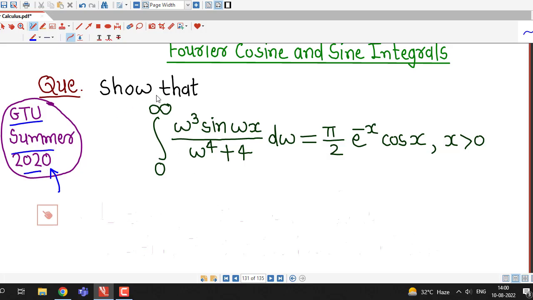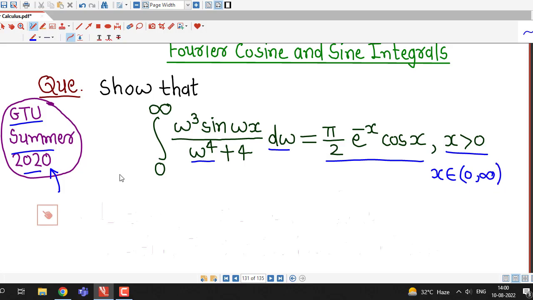Question is, show that or prove that improper integral of omega cube sin omega x divided by omega power 4 plus 4 d omega equal to pi by 2 times e raised to minus x cos x, and this we have to prove for all x in the interval 0 to infinity.